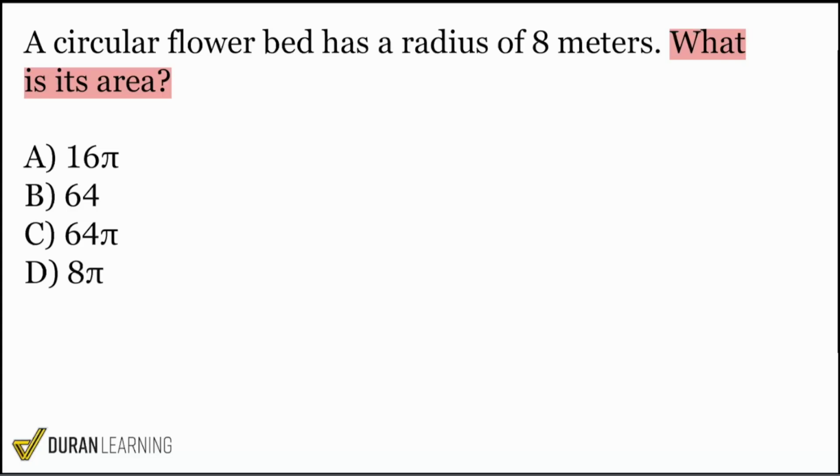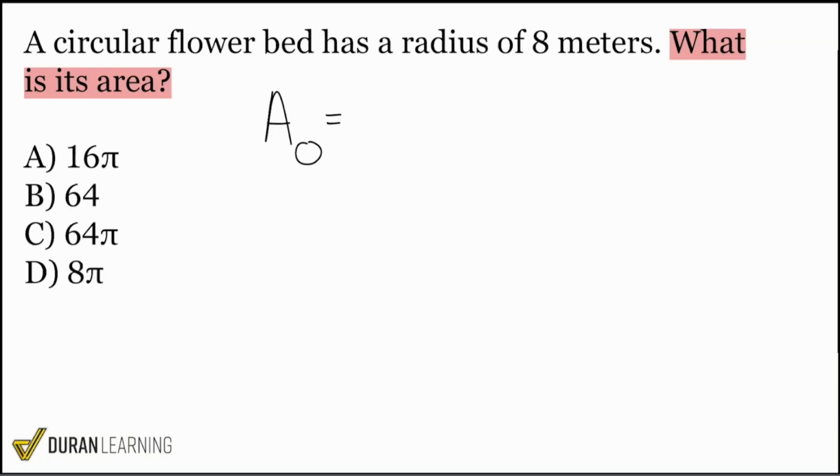Read the question sentence. If I start here, I'm reading the problem. The problem is that we have a circular flower bed and it has a radius of 8 meters. The question, the goal, is here. Who, what, when, where, how many, which of the following? What is its area? Right there. So in this problem, what we want here is the area of a circle.